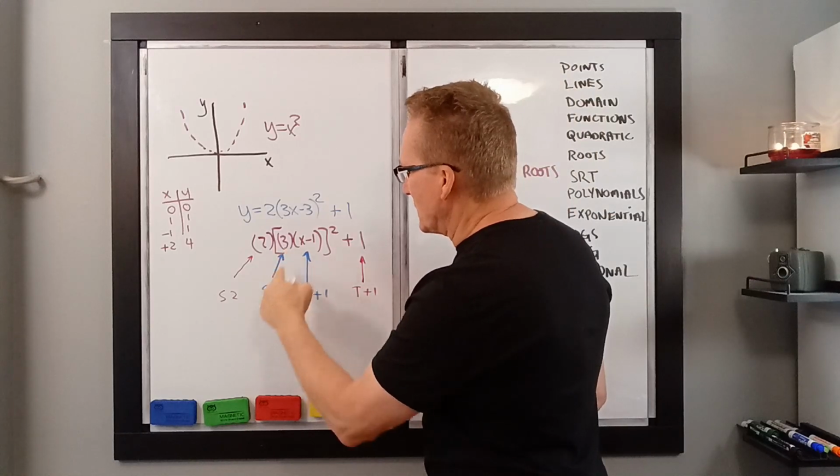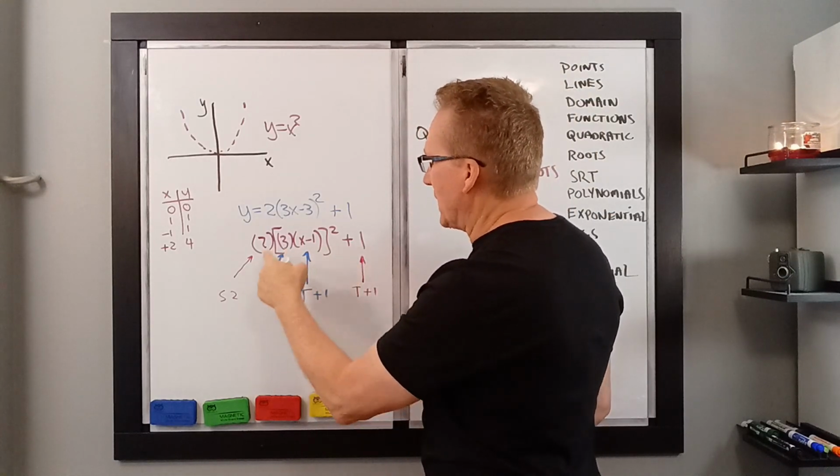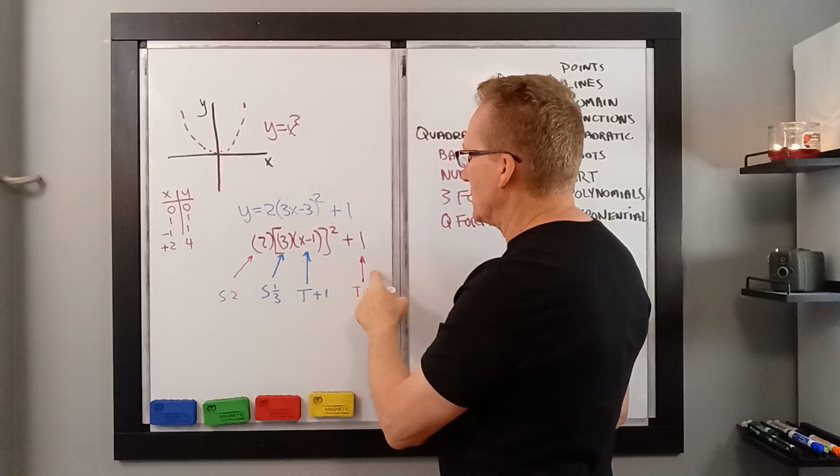So in this case, it's a stretch of 1/3, a translation of 1 to the right, and these on the outside act on the y. It's a stretch of 2 and a translation of 1 to the right.